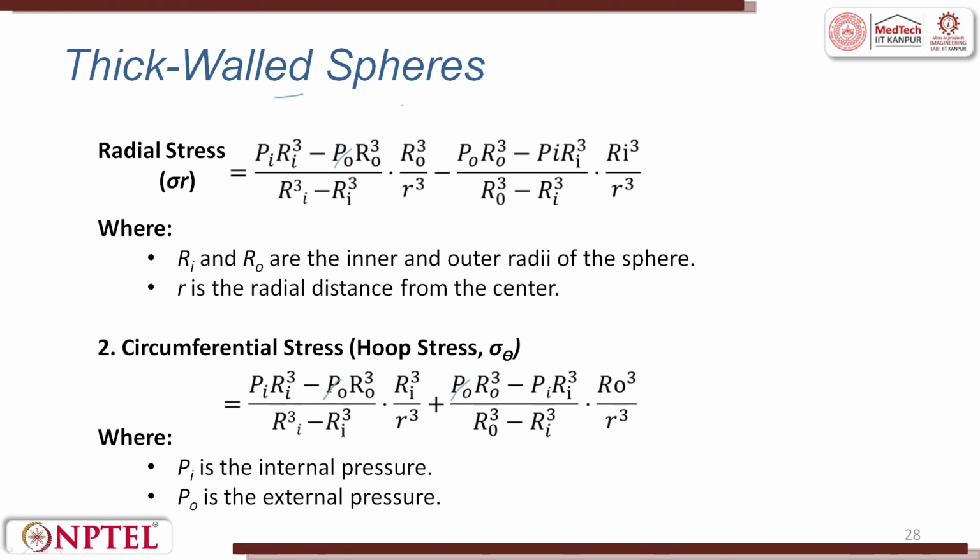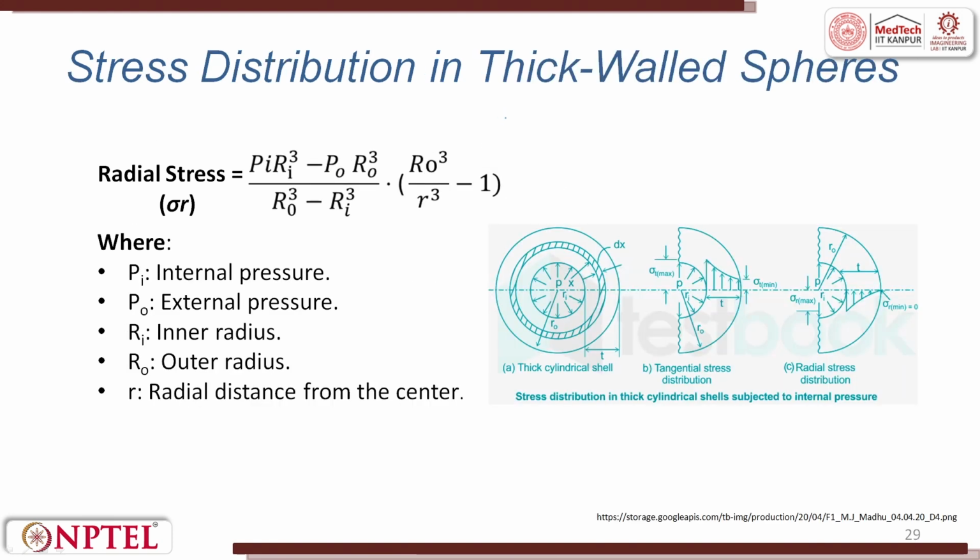So the stress distribution in a thick wall sphere can be calculated. The radial stress is Pi times ri cubed, inner minus outer, divided by the radius cubed, into ro cubed by r cubed minus 1.